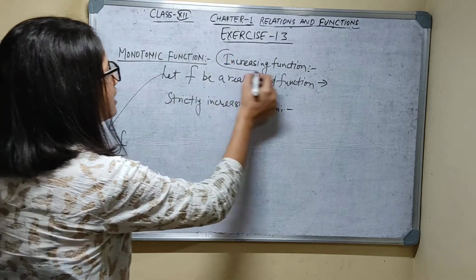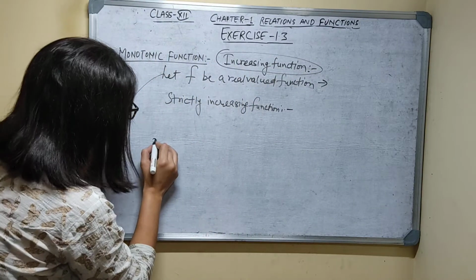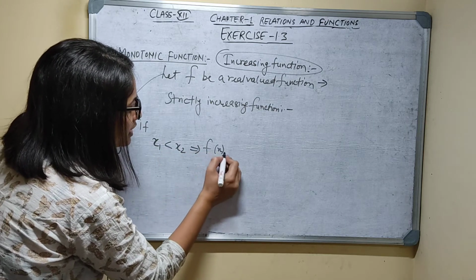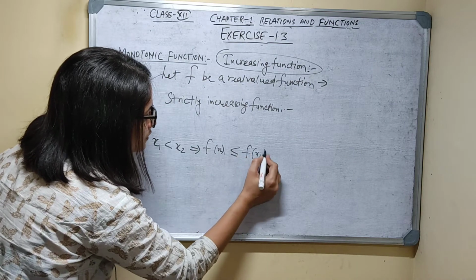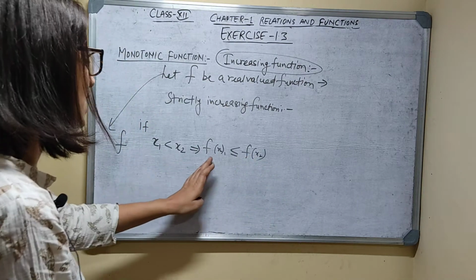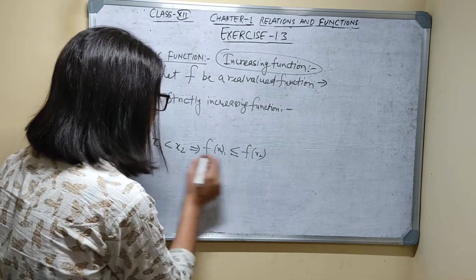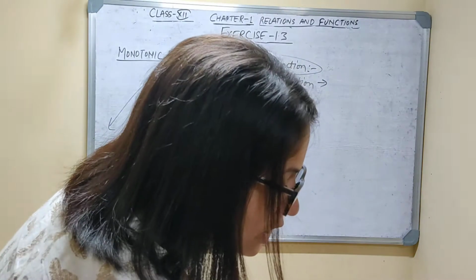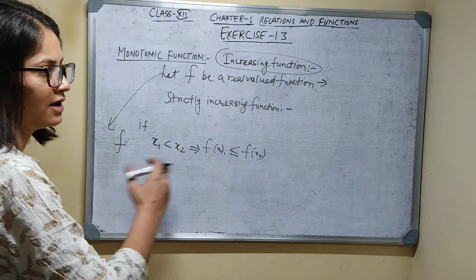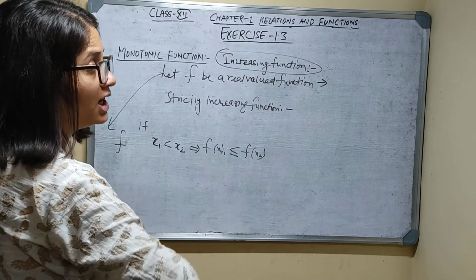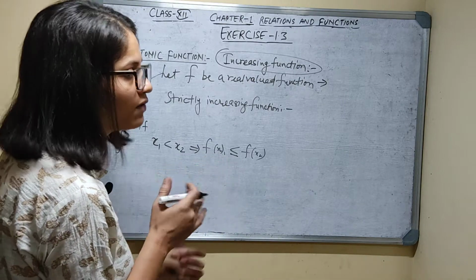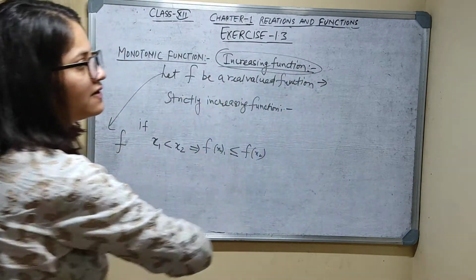A function is called increasing function only when if x1 is less than x2, then f of x1 is less than or equal to f of x2. It can come equal also. If as we move from left to right, the function value does not decrease. Left to right you are going x1, x2, x3. Increasing function. So f of x1, f of x2. F of x2 is more than f of x1, but it can be equal also. In this case you can say it is an increasing function.